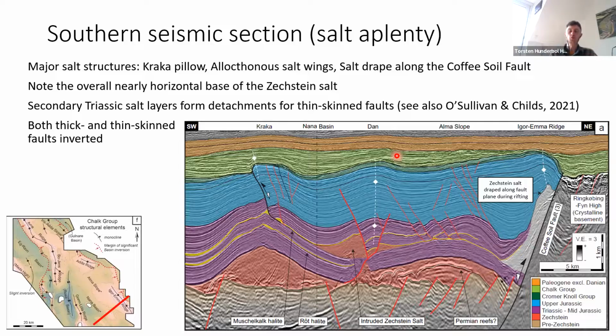Maybe I hope to do more work on that one day. Yeah, it looks like some might have been squeezed out during that inversion event.